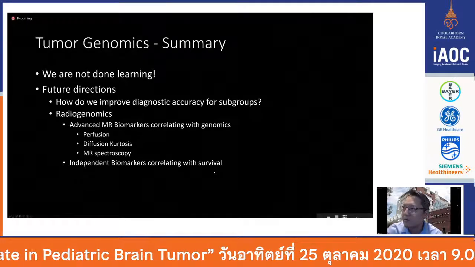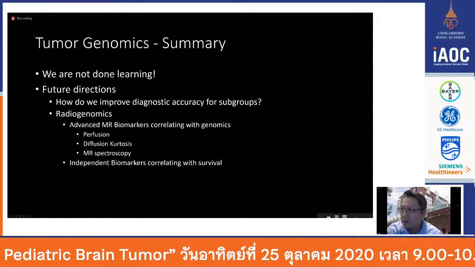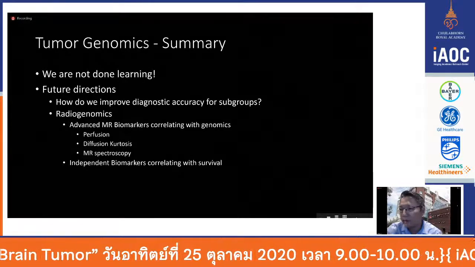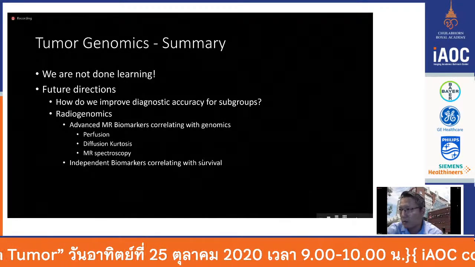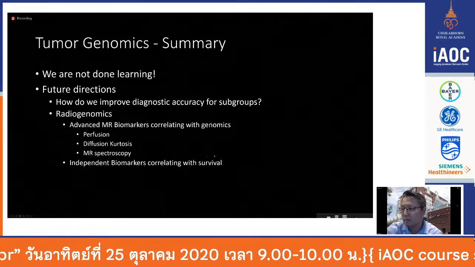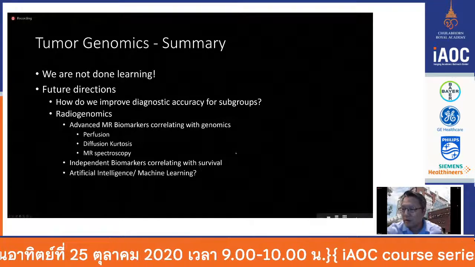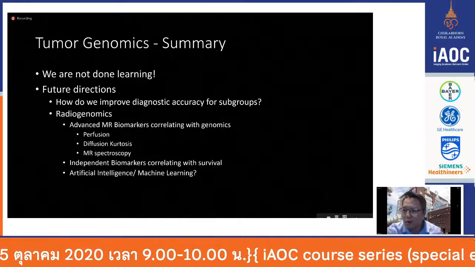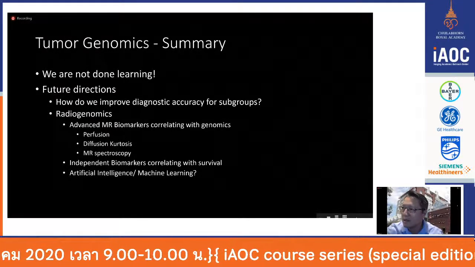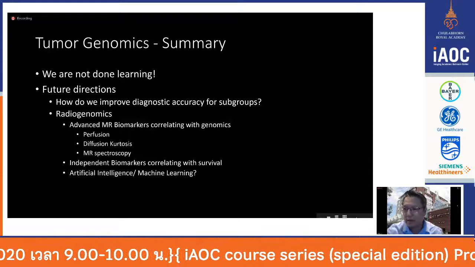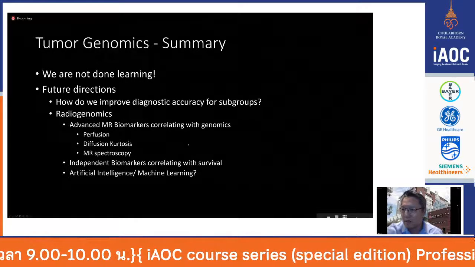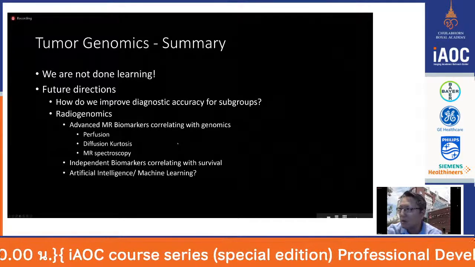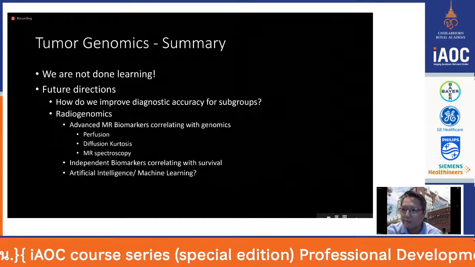So for example, if your cerebral blood volume is very high, it can serve independently as something with a poor outcome. So we may not even have to correlate with genomics. And finally, when you're adding all of this data, this is great for artificial intelligence and machine learning. So this could be another way of predicting not just what the histopathology of these tumors are, but also what subclassification they are.